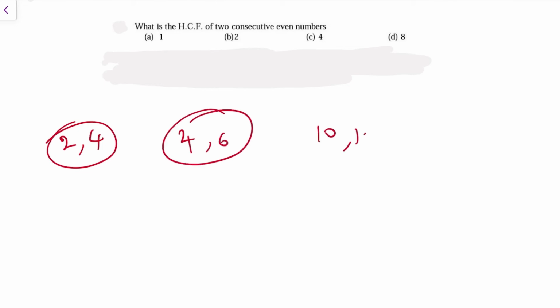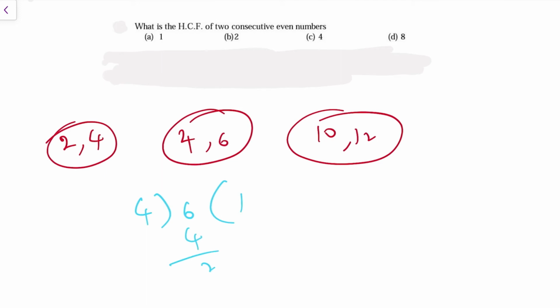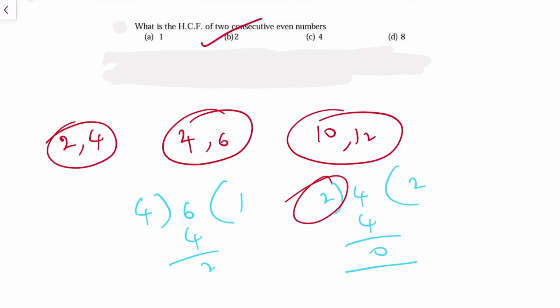Next, HCF of consecutive even numbers. In the previous case he asked about odd numbers, now he is asking about even numbers. 2 and 4, 4 and 6, 10 and 12 are consecutive even numbers. Any one pair you take. I am taking 4 and 6. Let us do HCF. 4 1s are 4, remainder 2. Then 2 and 4 again: 2 2s are 4, 0 is the remainder. So I can conclude that 2 is the HCF. HCF of any two consecutive even numbers is always 2 only. For consecutive odd numbers the HCF is 1, whereas for consecutive even numbers the HCF is 2.